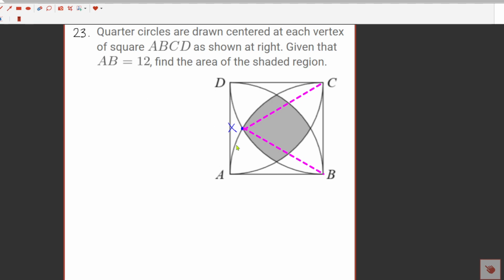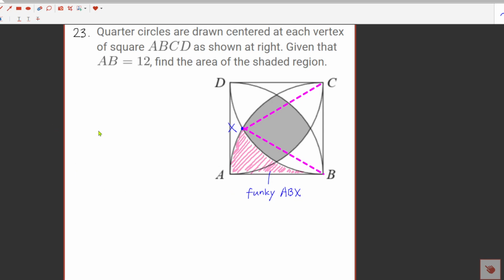Alright, first of all, let's consider this shaded region here. The region bounded by segment AB, arc AX, and arc BX. So we'll call this funky region, or funky area ABX.